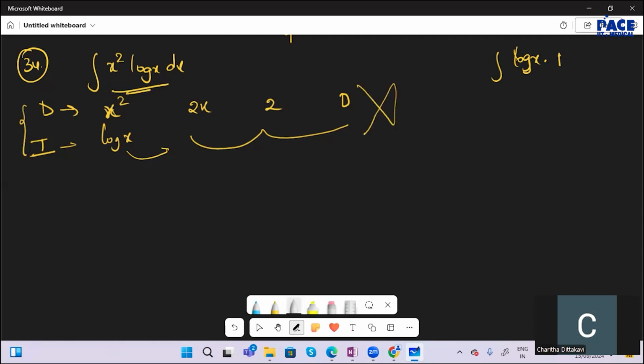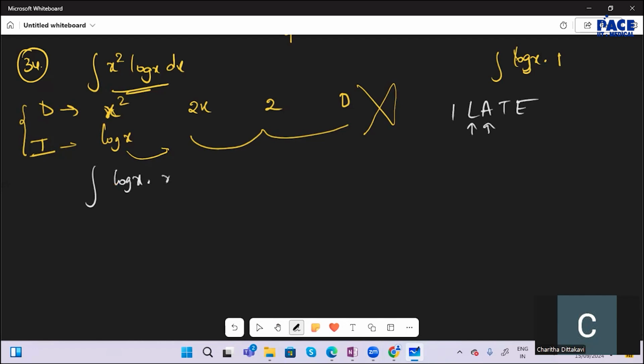So we will apply the same old ILATE process, that is integral of x square. In ILATE, what is the first function? Logarithmic first and then the algebraic. So that is nothing but integral of log x into x square dx that I am going to go with. Understood? This is my first function and that is my second function. So just integrate first into integral of second.